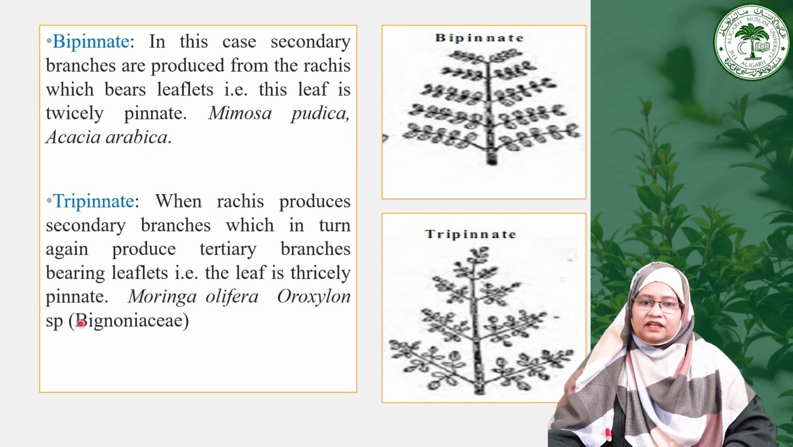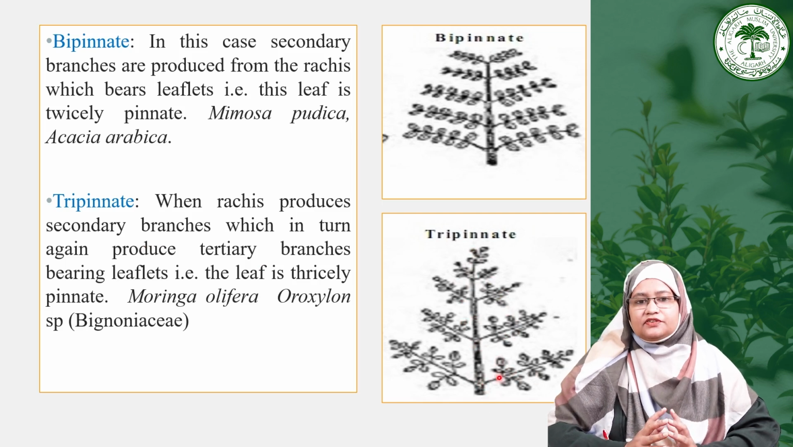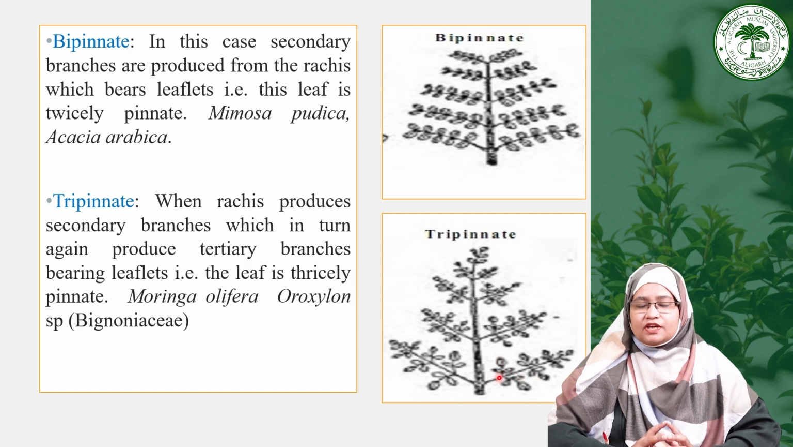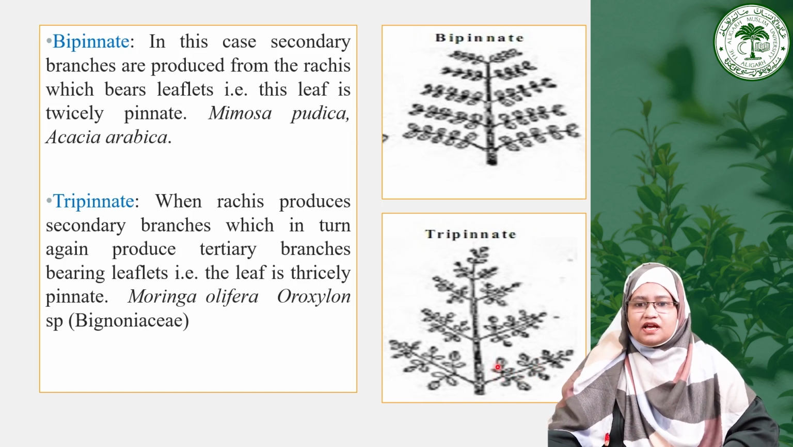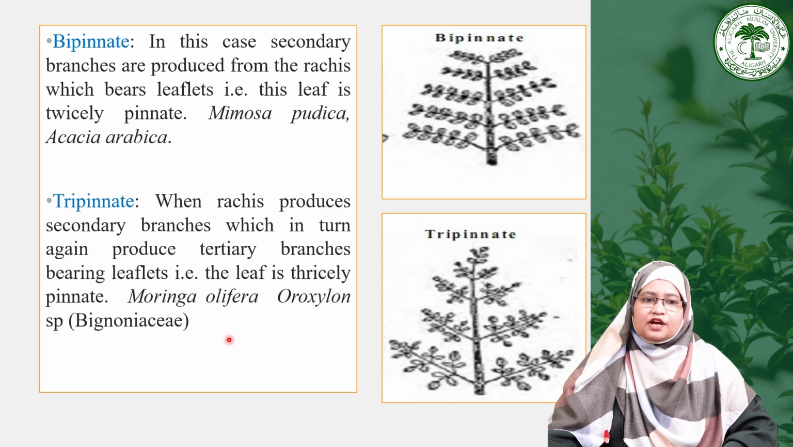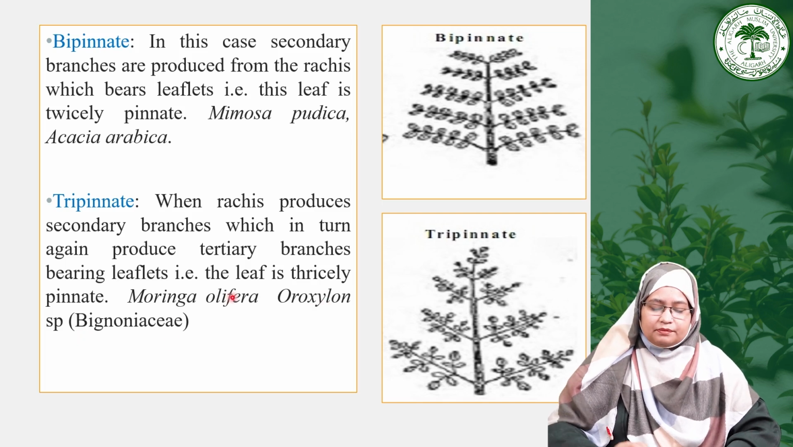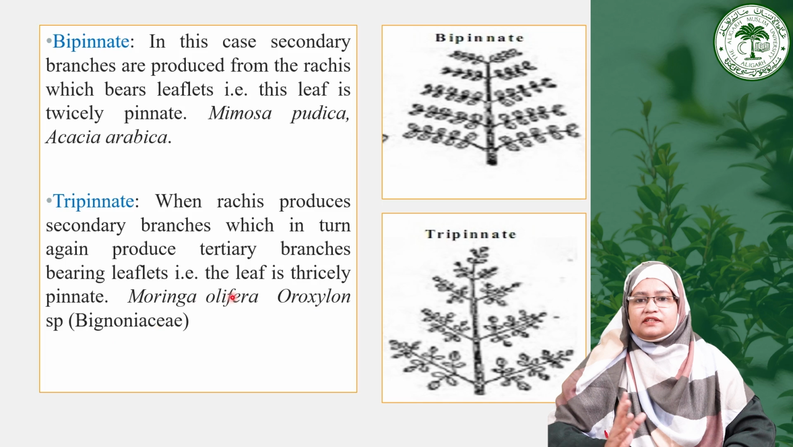Further in the pinnately compound leaf is the tripinnately compound leaf, in which the secondary rachis further gets branched. As you can see, this one is the first branching, this is the second, and this one is the third. In the third branching, these tertiary branches bear the leaflets. This is the tripinnate leaf, in which tertiary branches have the leaflets. The common examples of this type of branching are Moringa oleifera or Oroxylum of the Bignoniaceae family, or Moringa from the Moringaceae family. So these are the examples of tripinnately compound leaves.